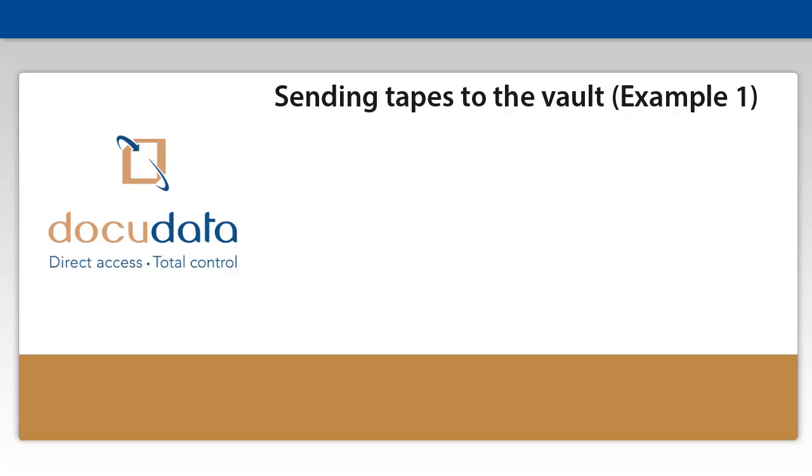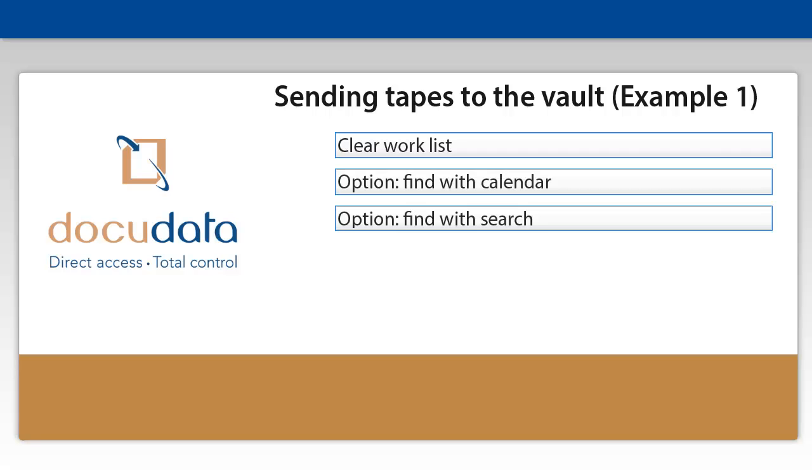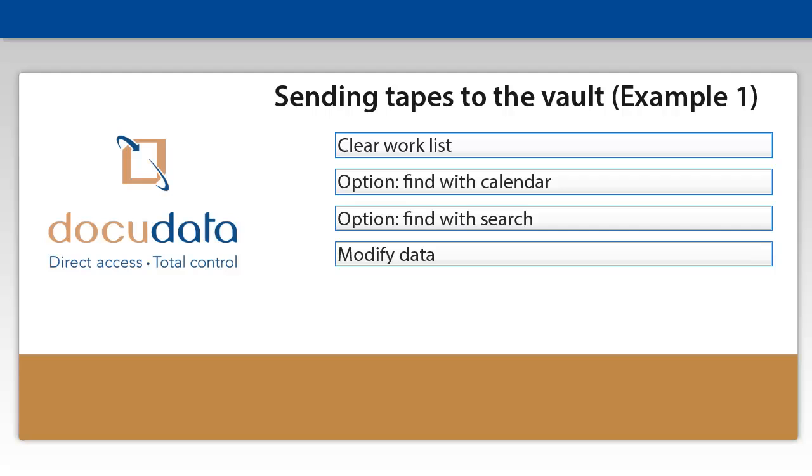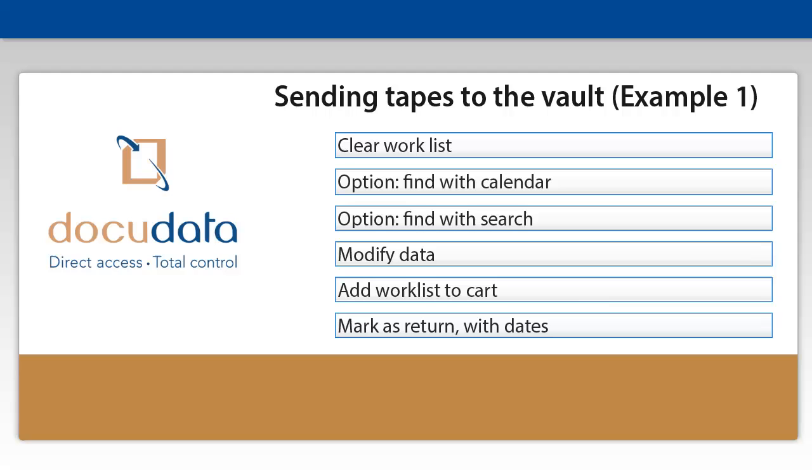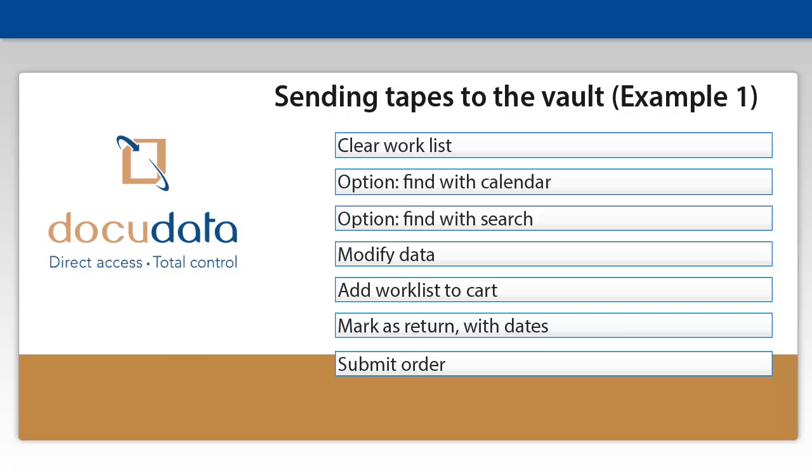Now let's look at 2 examples of workflows that we can use for sending tapes to the vault. Example 1 involves selecting the items that we want to work with, modifying the metadata if necessary, adding the items to our cart, indicating that these items are being returned to the vault, and adding the future delivery date for the items, and providing the final details to submit the order.